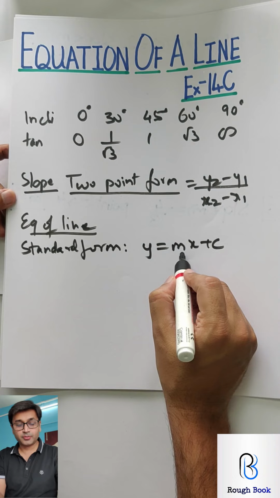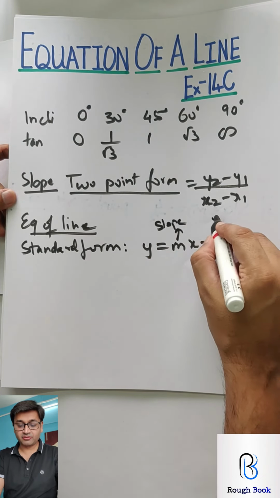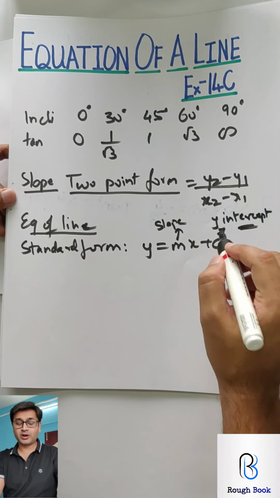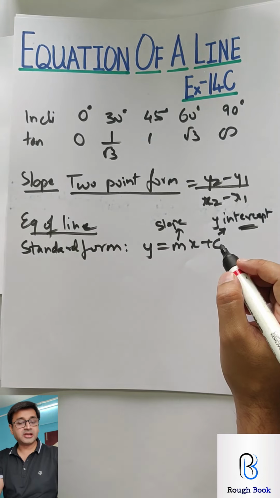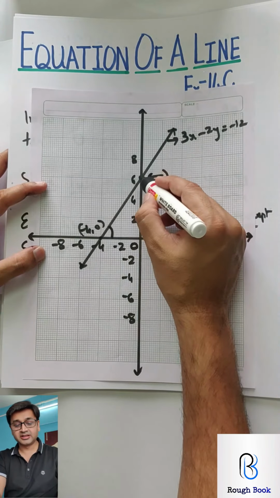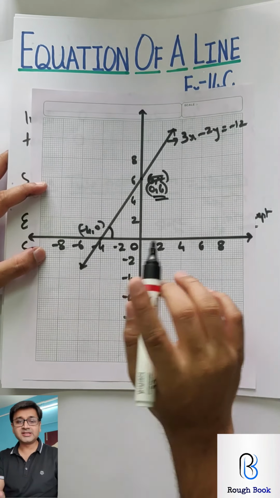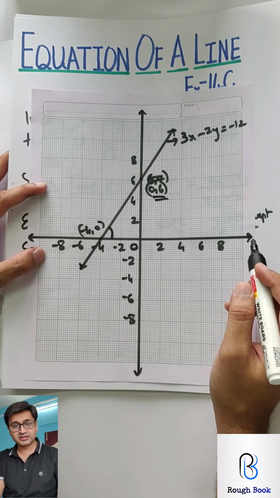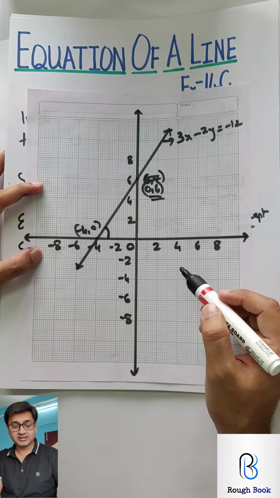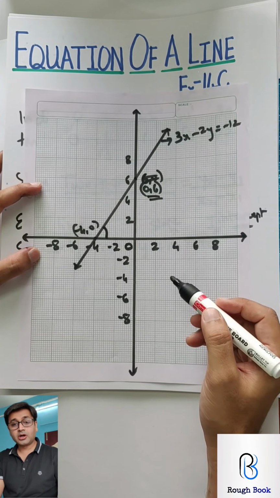Here m is your slope and c is your y-intercept. What do you mean by y-intercept? Y-intercept is the point where the line goes and hits the y-axis. So in this particular case, the line is hitting the y-axis at 6. So not 0, 6, but only 6 becomes your y-intercept. Do you understand? So y-intercept is the point which intersects the y-axis, which is 6 in this particular line case.